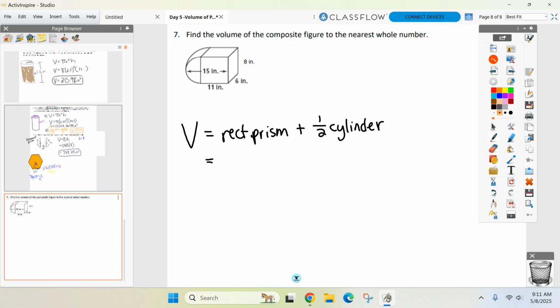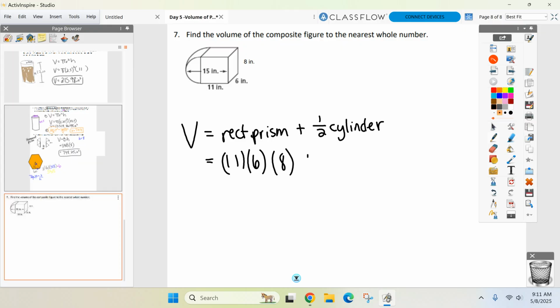How can you find the volume of the prism? Area of the base times height. You would do length times width, which would be what? 11 times 6. What's the height of that prism? 8. Good.